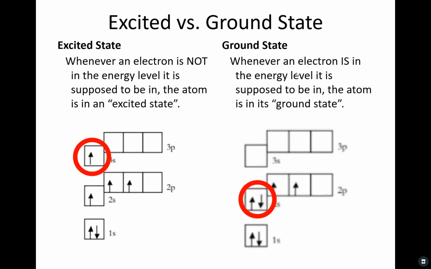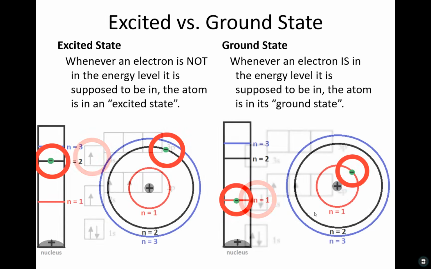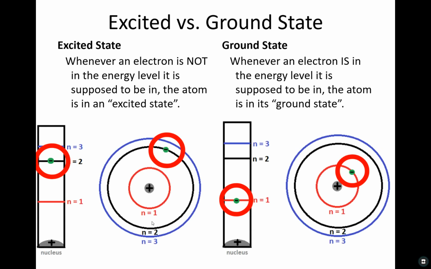Eventually, that electron is going to jump back down. It's going to release that energy, and then it's back into its normal electron configuration, which is called the ground state. We can see that represented here with the Bohr atomic model. On the left, the excited state, that electron is in a higher energy level than it's supposed to be. This is exciting. It's new. This is the excited state. When it's back in energy level 1, that's its normal electron configuration, and so it's called the ground state.